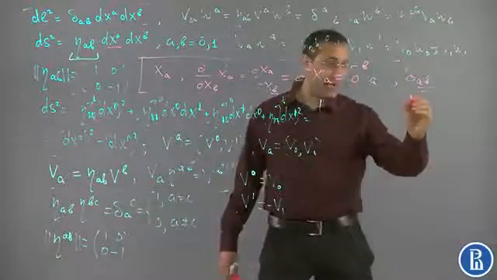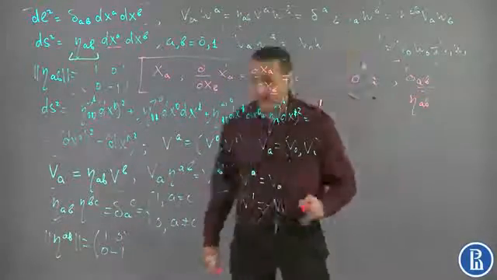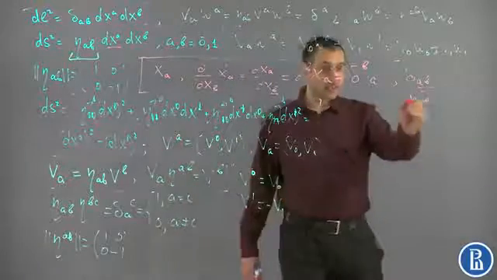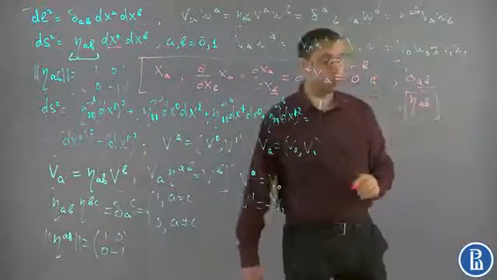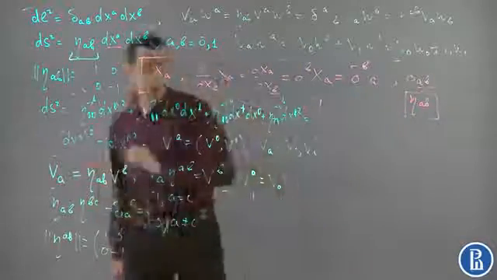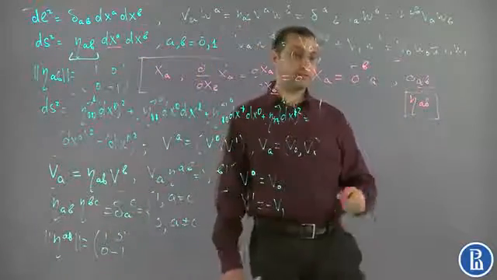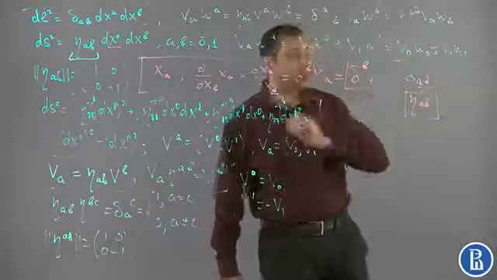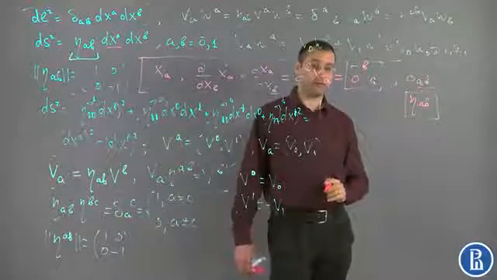Instead, I use eta AB. The reason for that is that this tensor is invariant under Lorentzian transformations. The inverse of it, the tensor, is also invariant under Lorentzian transformations. And this one is also invariant under Lorentzian transformations.